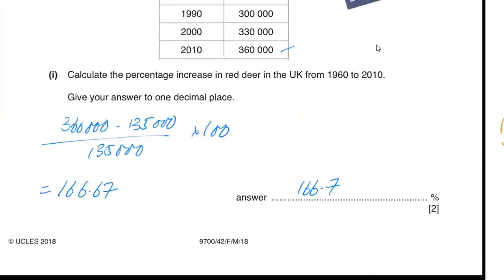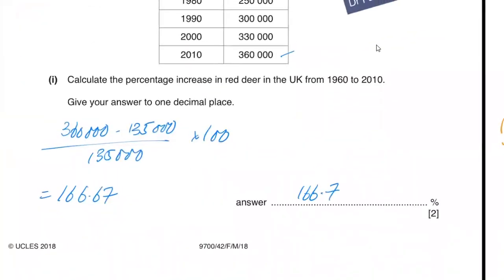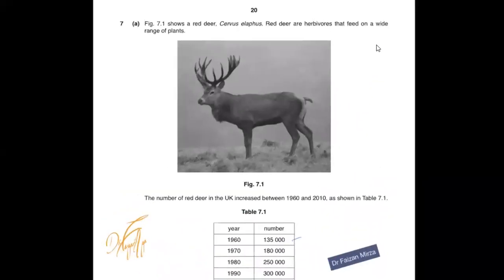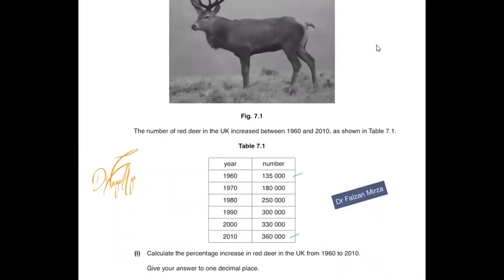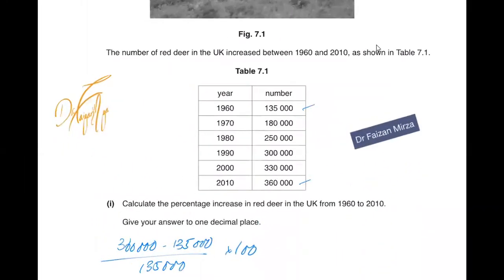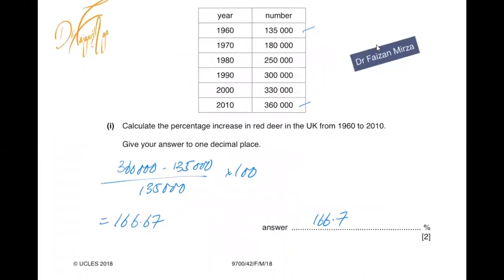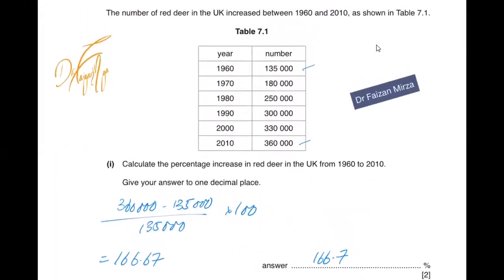Okay, so this question came in March 2018, variant 42. The question deals with a red deer. They are saying that it's a herbivore and that it feeds on a wide range of plants. It says that in the UK, the number increased from 1960 to 2010, and the table shows you the details. You can see all the values. They are saying to calculate the percentage increase from 1960 to 2010.